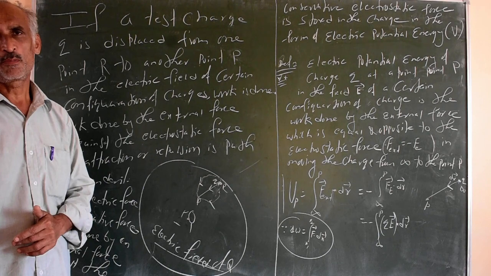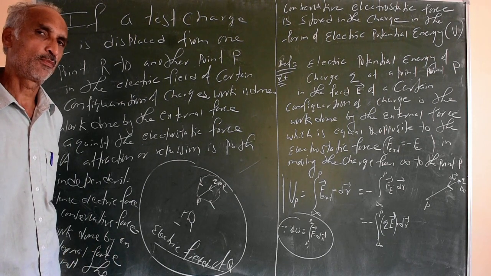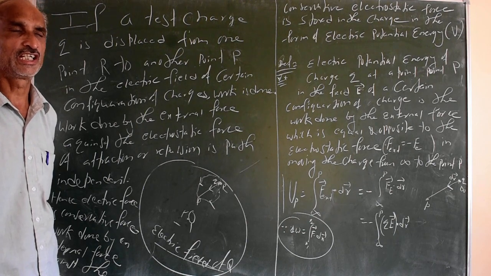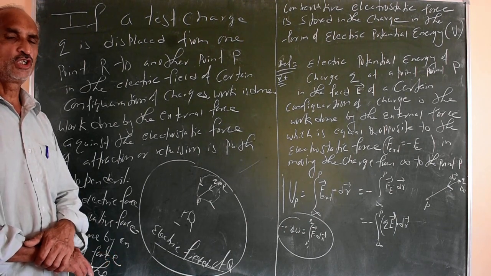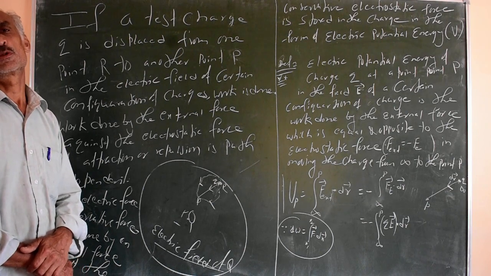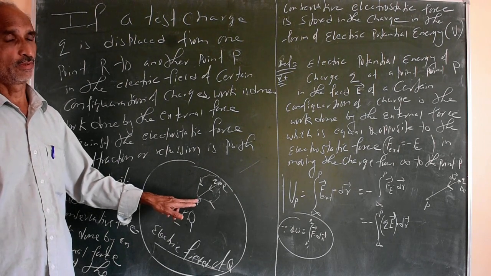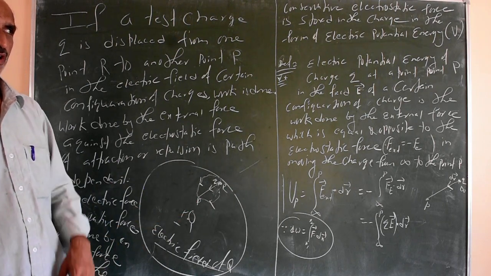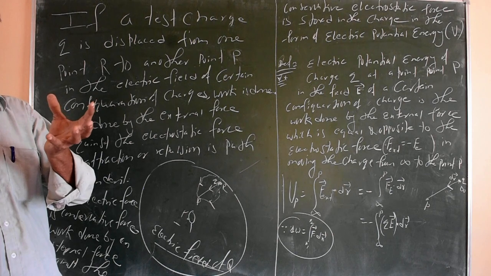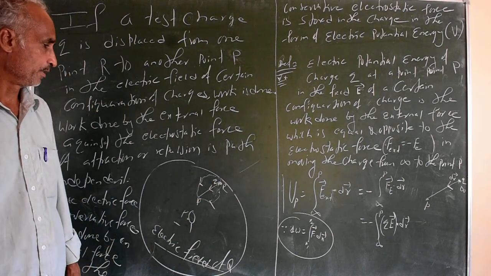When the external force and electric force are equal and opposite, both forces cancel each other, and the net force will be zero. When the net force is zero, the body moves with constant speed, means with zero acceleration. That concept is to be understood in this particular topic. If the external force is more than the electric force, then the charge moves with an acceleration.